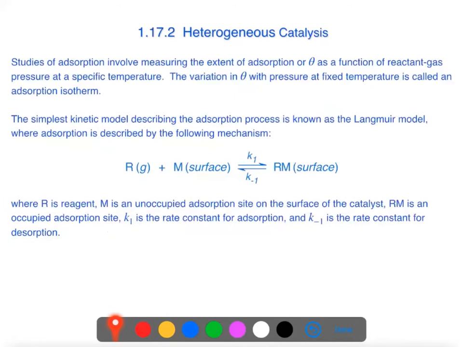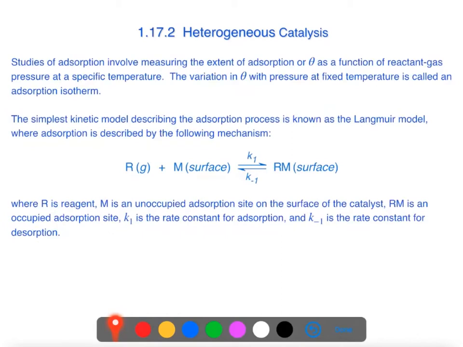So studies of adsorption involve measuring the extent of adsorption, or theta, as a function of reactant gas pressure at a specific temperature. The variation in theta with pressure at fixed temperature is called an adsorption isotherm.